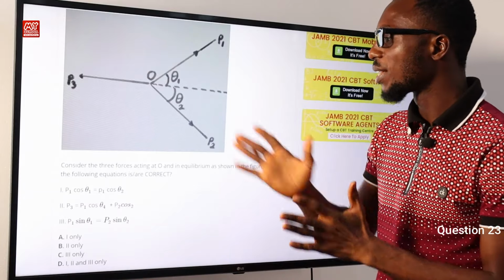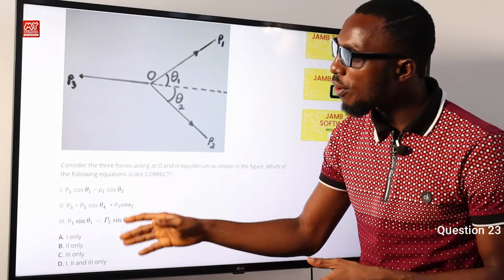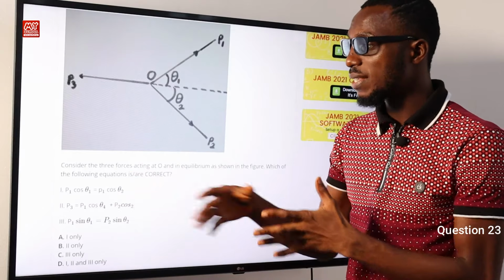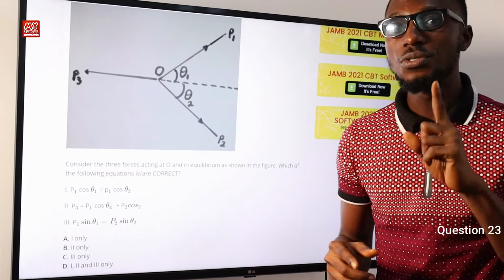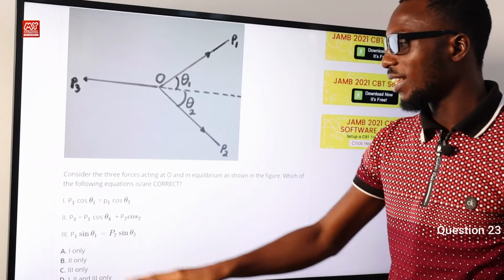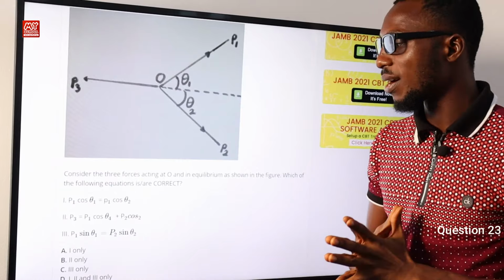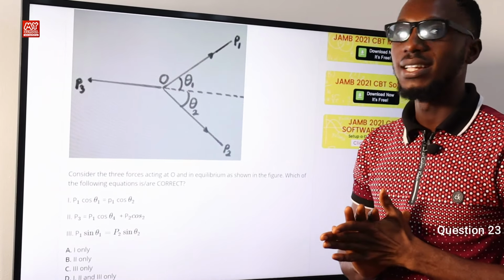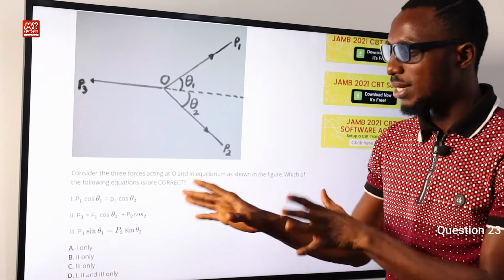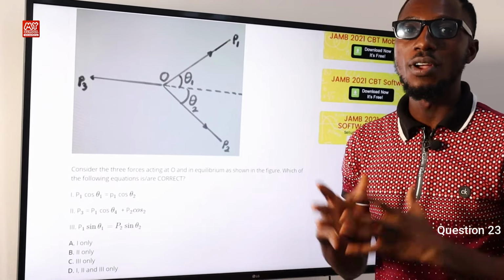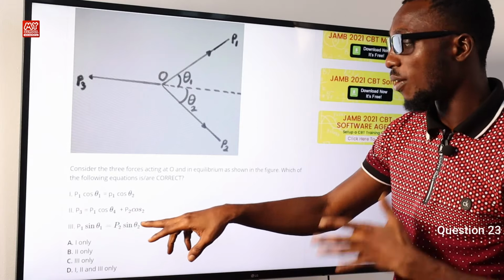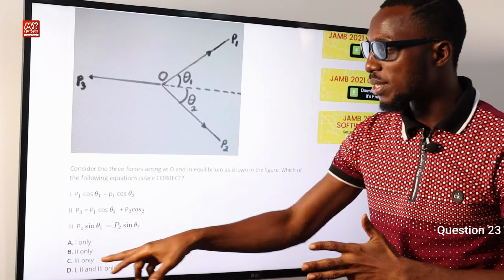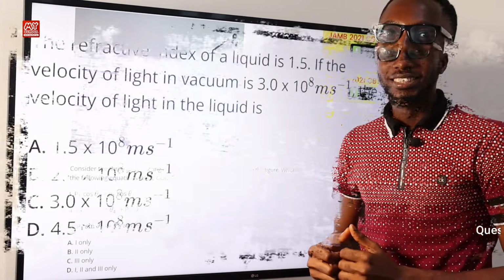Okay, so looking through all of the options or statements given or equations provided, the most viable one, considering the sign rule, okay, it's option 3. P1 sine theta 1 equals P2 sine theta 2. Okay, so the most viable one in the context of options provided for us is option or statement 3 or equation 3. So that's option C is correct.